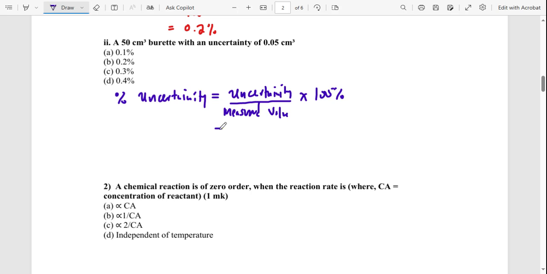So the uncertainty is 0.05, the measured value is 50, and you multiply by 100. 50 into 100 is 2. 2 by 0.5 is 0.1. So our answer there is A.